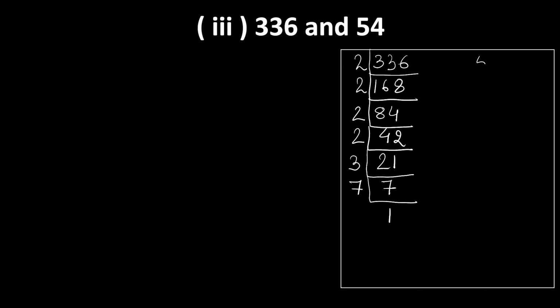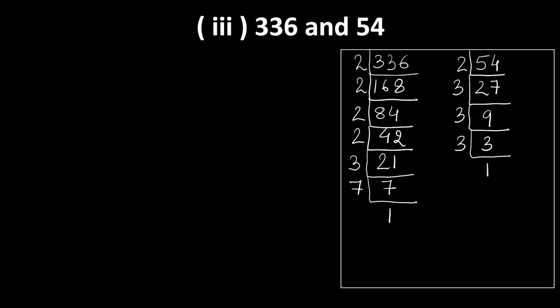So let's prime factorize 54 also. If we divide 54 by 2, we get 27 as a quotient. Since 54 is an even number, we first tried dividing it by 2. Now 27 is an odd number, so we can divide it by 3 because the sum of 2 and 7 gives us 9 and 9 is divisible by 3. So we divide 27 by 3 to get 9 as a quotient, and hence we can divide 9 by 3 to get 3 as a quotient. Finally, we divide 3 by 3 to get 1 as a quotient.